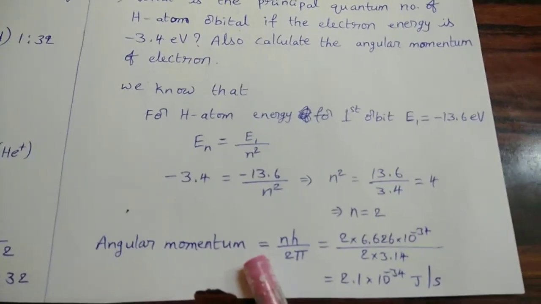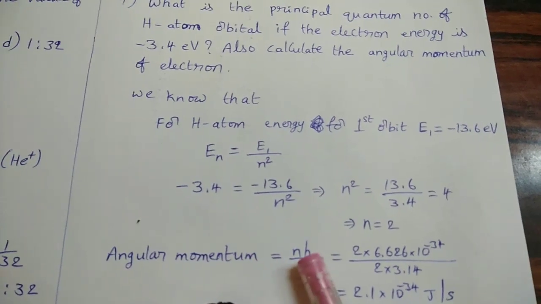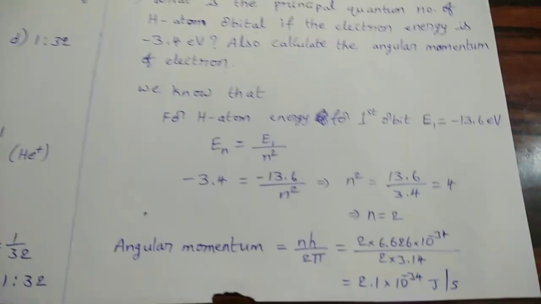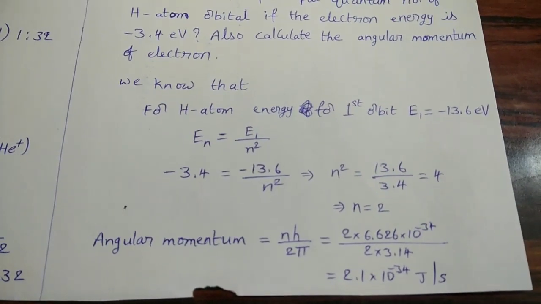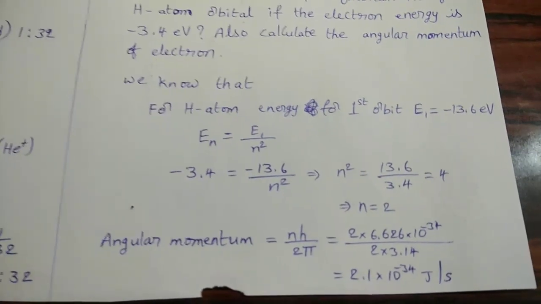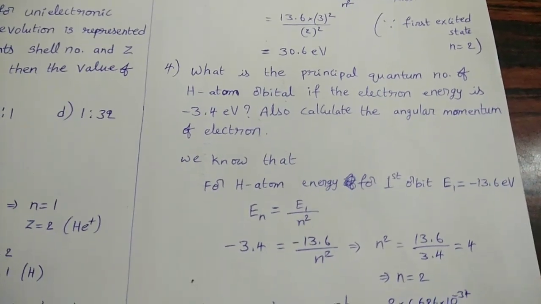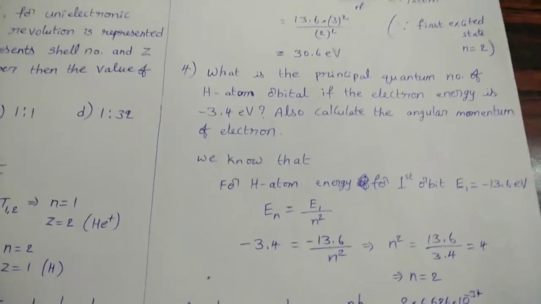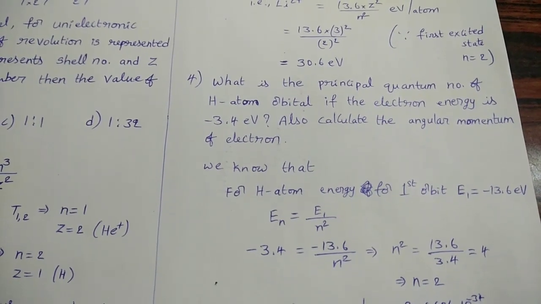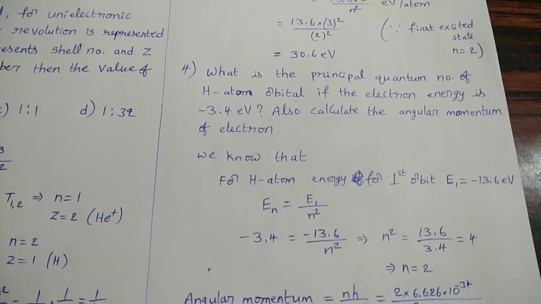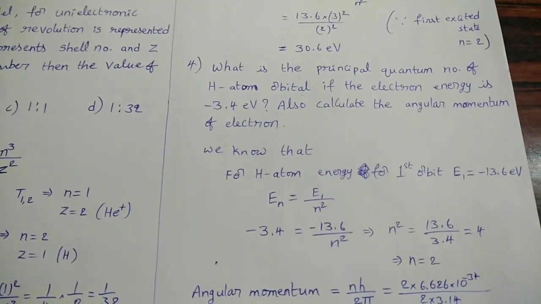Now angular momentum formula: mvr equal to nh by 2 pi. Substitute n value, h value, pi value. Then we can get 2.1 into 10 power minus 34 joule second. Okay, so practice these numericals well. In NEET and IIT, there is more chance to be asked numericals related to the Rydberg equation and energy of the electron from Bohr's theory. Okay, we will meet in the next class.